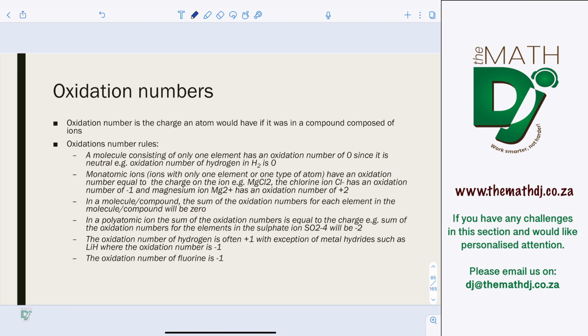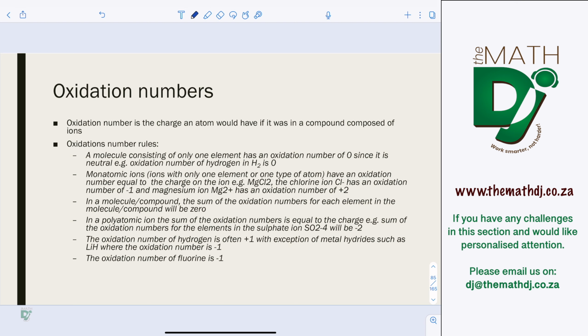Then magnesium has got +2. Remember, magnesium ions are +2, then chlorine is -1. Since there are two of them here, it becomes -2 to balance. So when they combine together, it becomes 0. So in a molecule or compound, the sum of oxidation numbers for each of the elements in the ionic compound will equal 0. This is what we have demonstrated here.